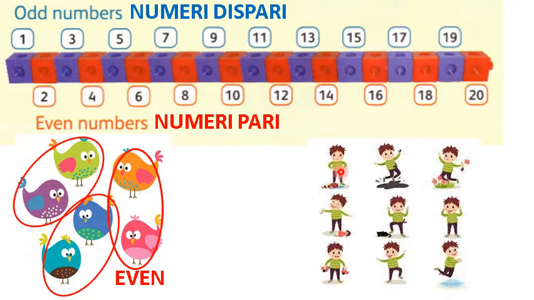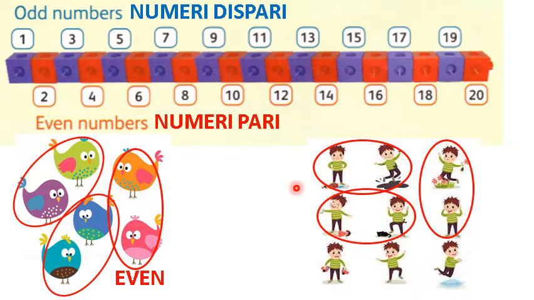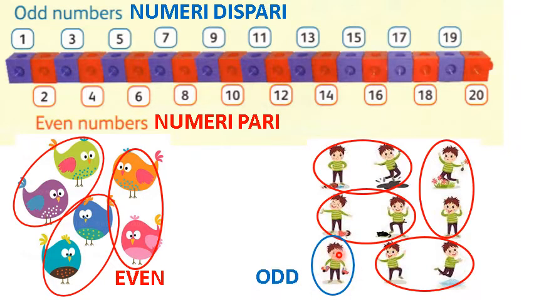We could count them 1, 2, 3, 4, 5, 6, 7, 8, 9. And we can see that 9 is odd. But we can also count them in 2s. 2, 4, 6, 8. Oh, here we don't have 2 left. We have only 1. This means it is odd. So when we don't have 1, it's even. When we have 1 left over, it's odd.